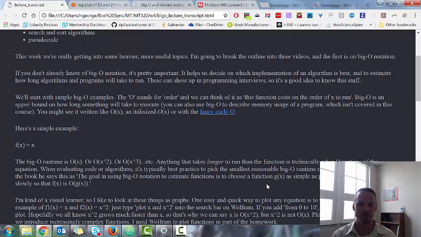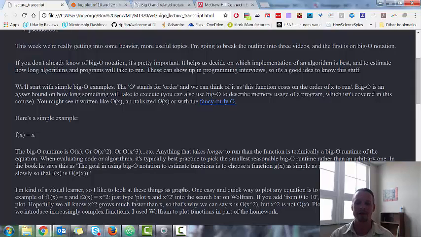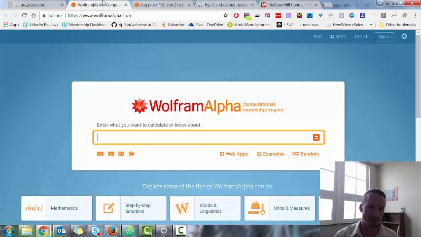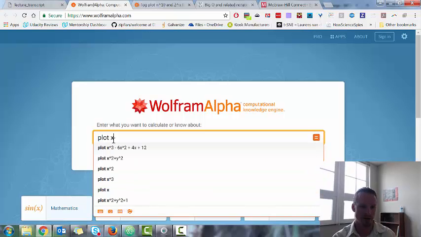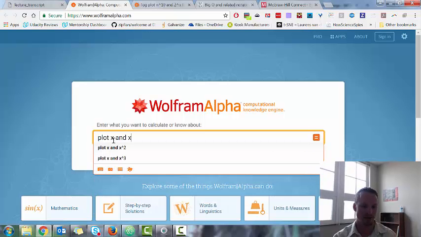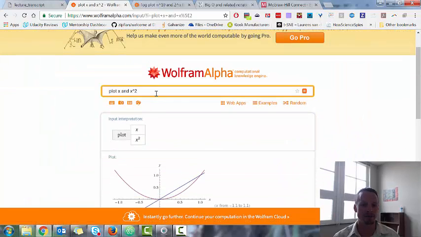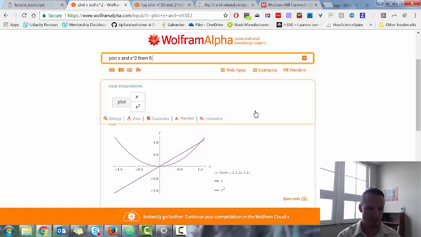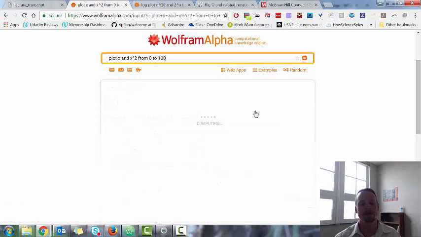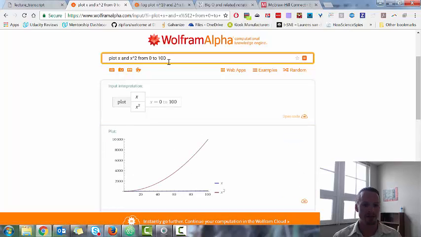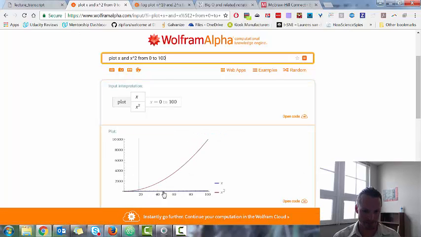So let me show you some plots to kind of explain this better. One easy way to plot things is to use wolframalpha.com. This is Mathematica, but it's online, mostly for free. So we can do things like plot x and x squared. If you remember, I said x could be considered order x squared. Let's change the limits to go from 0 to 100. So we can plot x and x squared. x is this blue line that's almost flat, and x squared is this steeply increasing parabolic function.